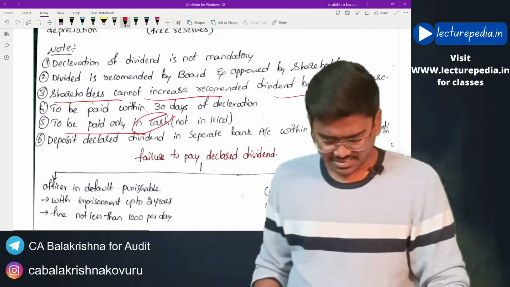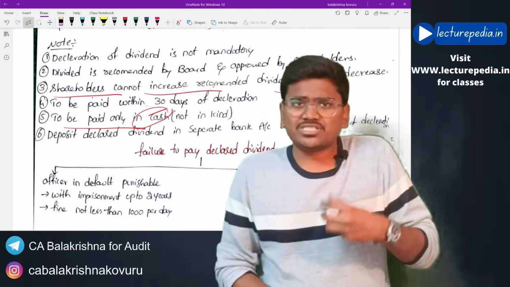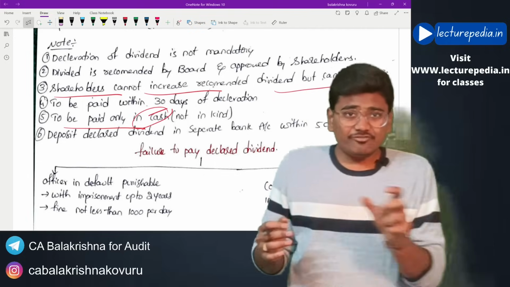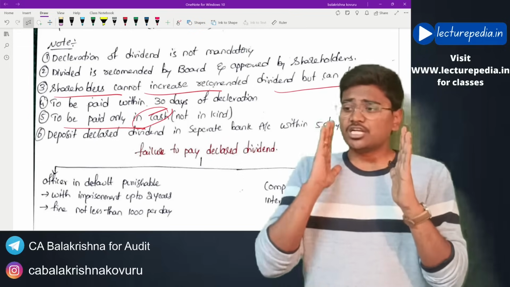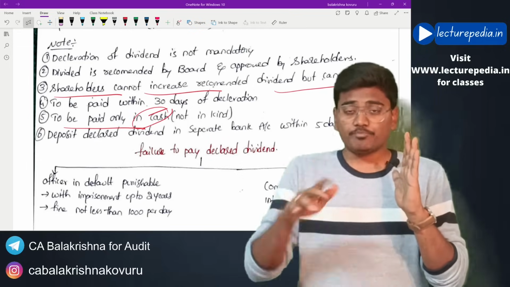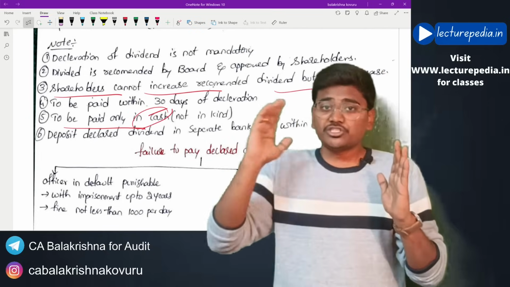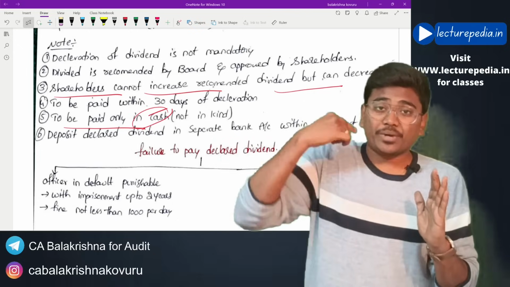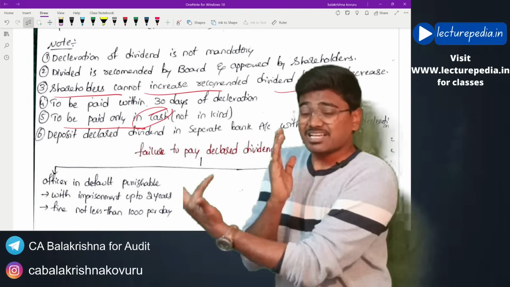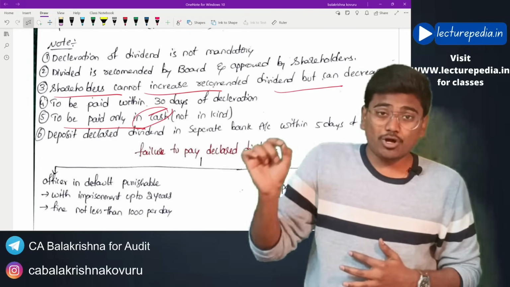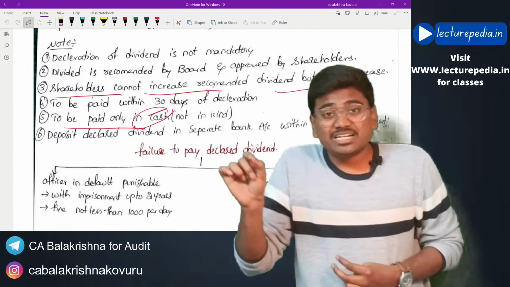Next, the dividend that has been declared has to be deposited in a separate bank account within 5 days of declaration of dividend. See, once you declare the dividend, within 5 days deposit it in a separate bank account. Then within 30 days of declaration of dividend, you have to pay it to the shareholders. If you fail to pay the dividend to the shareholders within 30 days, then within the next 7 days, you have to deposit that dividend in a separate account by the name unpaid dividend account.